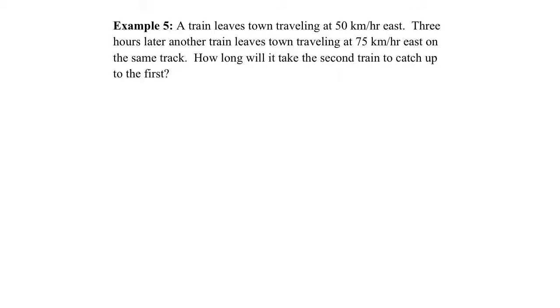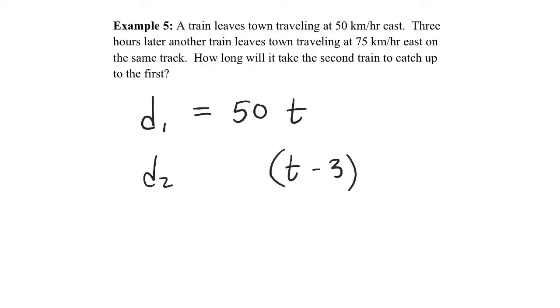So my first train is traveling a certain distance at a certain rate for a certain time. Train one travels a distance, we'll call D1, at 50 kilometers an hour for some unknown amount of hours, we don't know. Train 2 starts how many hours later? 3. So instead of T hours, it's going to be 3 hours less than that.